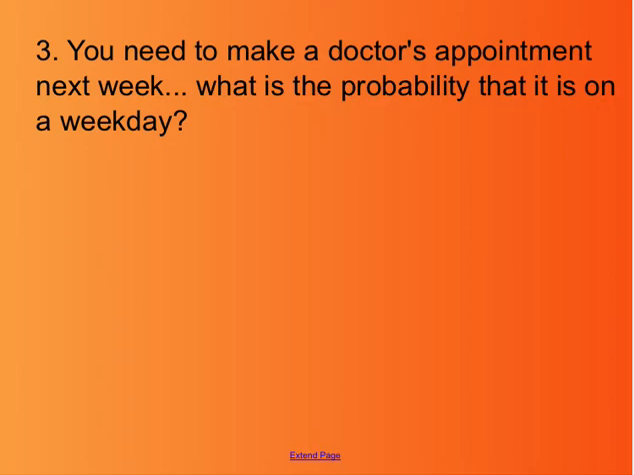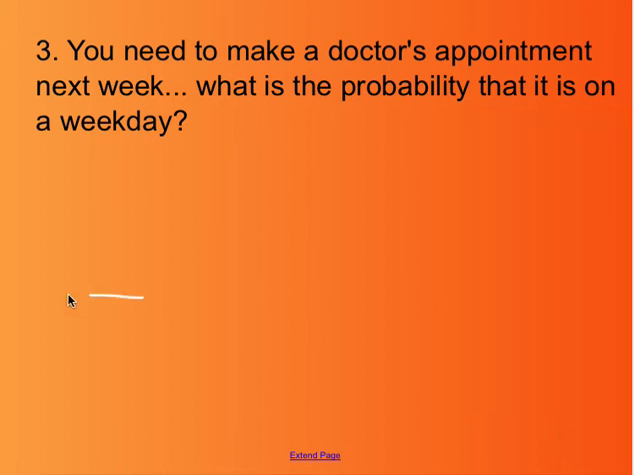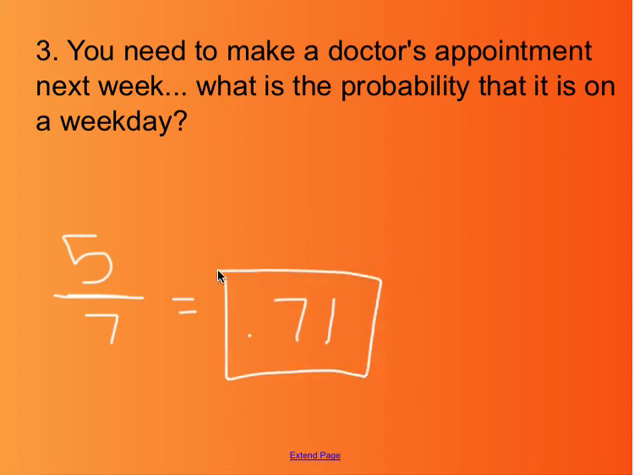Next, let's take a look at number 3. You make a doctor's appointment next week. What is the probability that it is on a weekday? So first, ask yourself, how many days are there in a week? Well, there's 7. How many of those are weekdays? Monday, Tuesday, Wednesday, Thursday, Friday. So there's 5 weekdays out of 7 total days. So you can divide 5 divided by 7, and you get 0.71 as your probability for number 3.